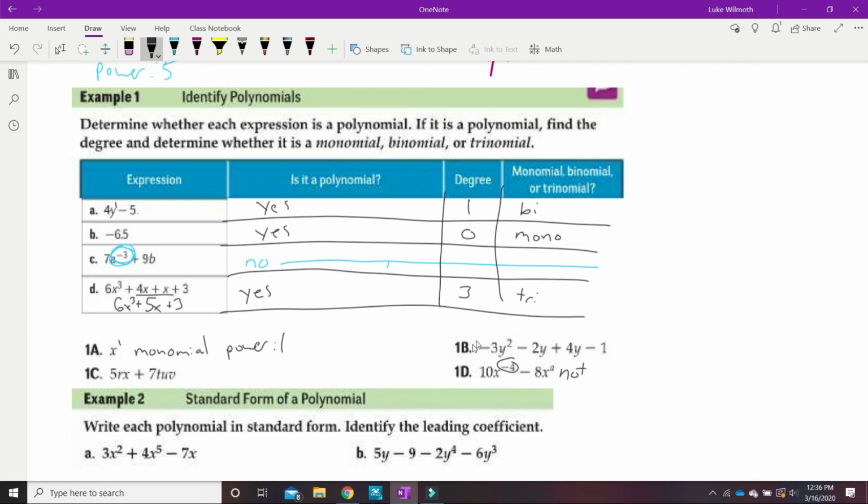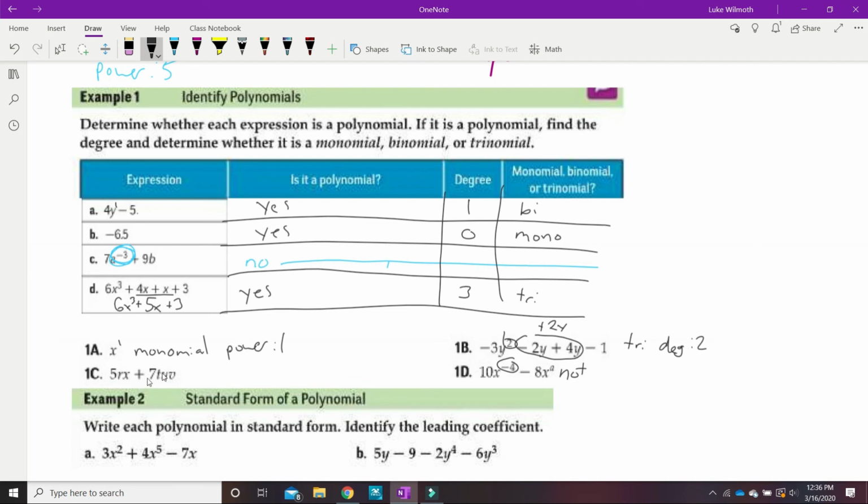Next here, it looks like 4 terms, but actually these 2 terms can be combined into 1 term. So this is a trinomial, and the degree, I wrote power before, but it should be degree of 2 because of this 2 right here.